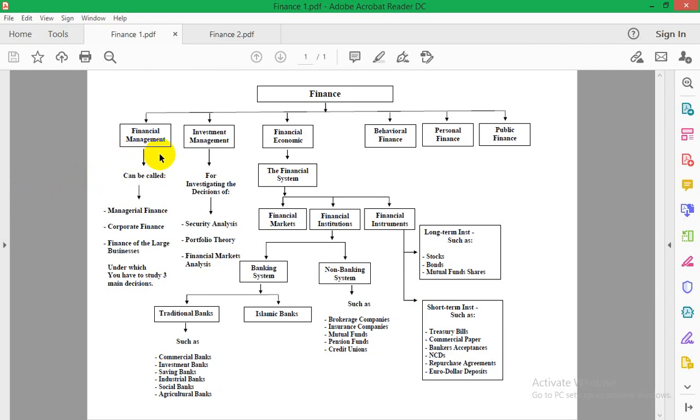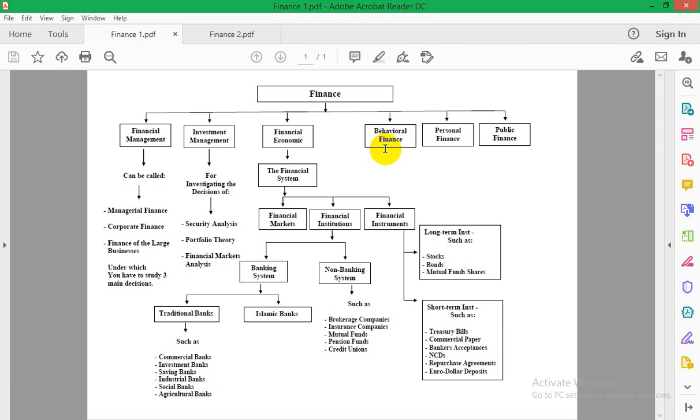In finance, the first topic is called financial management. The second topic is called investment management. And we also, under the same title of finance, we have to study what is the meaning of financial economic, and then behavioral finance, personal finance, and public finance. These are the 6 topics of finance as a subject.